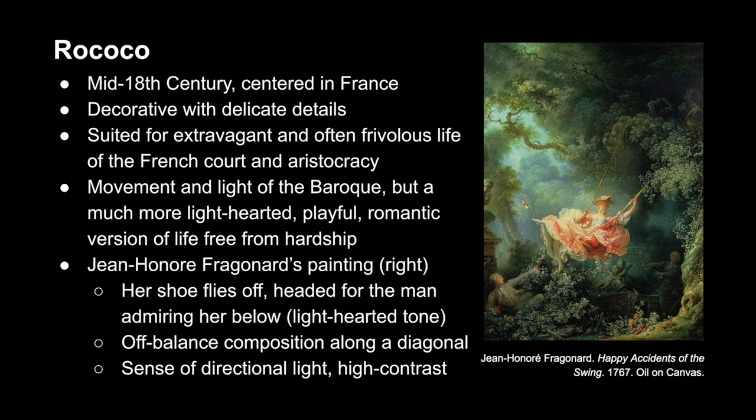In this example, Happy Accidents of the Swing, we see that this woman is swinging and her shoe flies off, headed straight for the man below her, giving the piece a sense of playful levity. The composition is also off balance, following the diagonal lines that the Baroque utilized, while also employing high contrast directional light. Technically, these movements were following some of the same conventions. However, the tone and attitude and subject matter were very different.